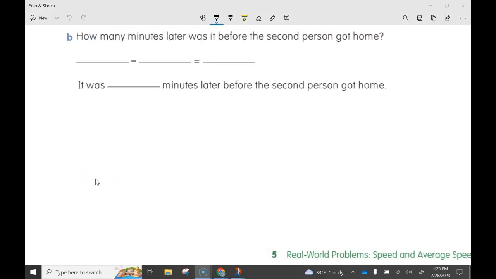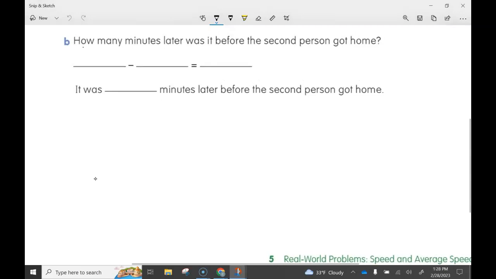Now the other question: how many minutes later was it before the second person got home? We just take the 45 minutes that it took Victoria and subtract the 24 minutes that it took Alexa. We can see that equals 21. So from there we can see it was 21 minutes later before the second person, Victoria, got home.